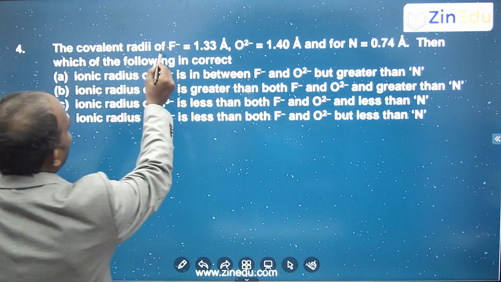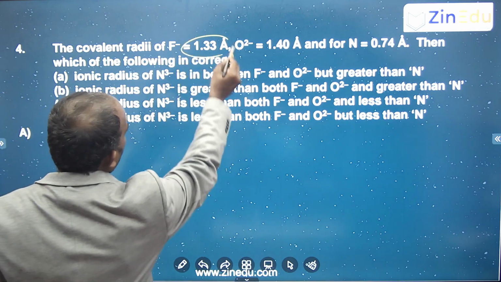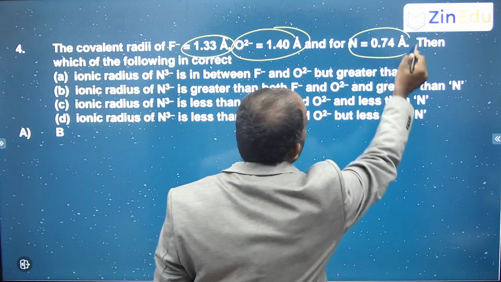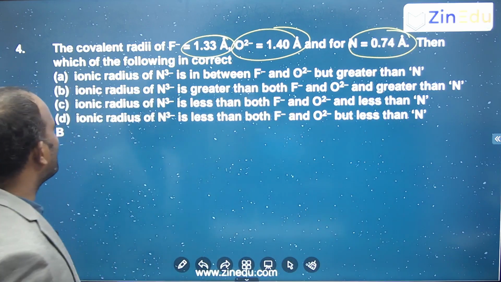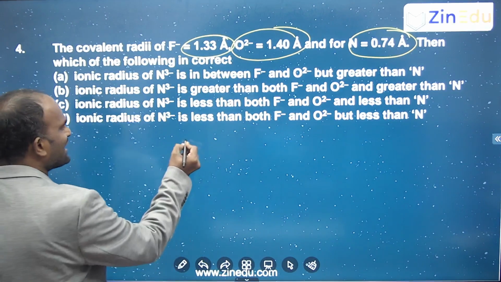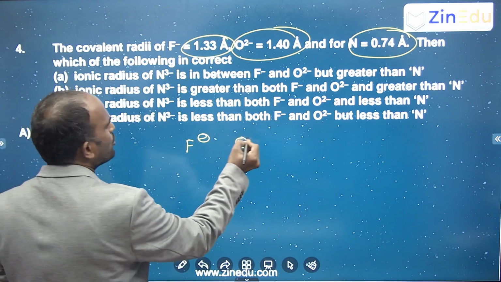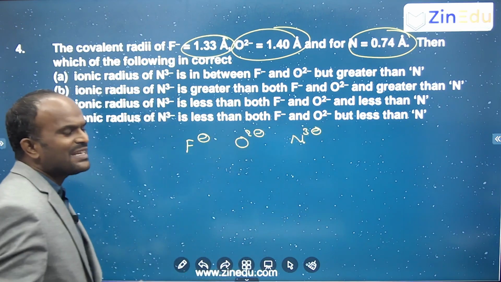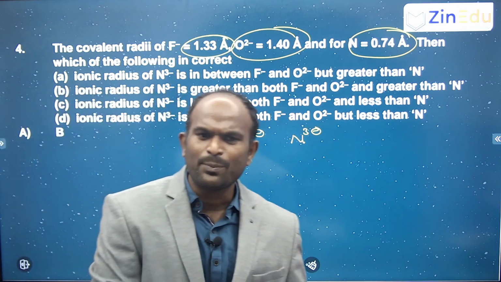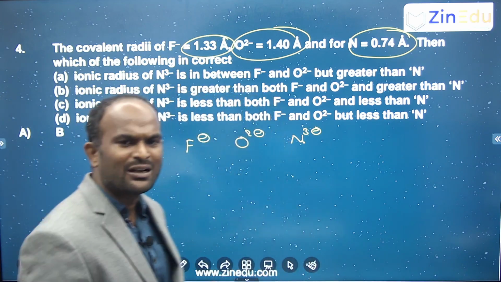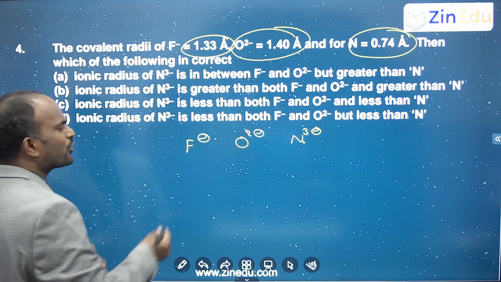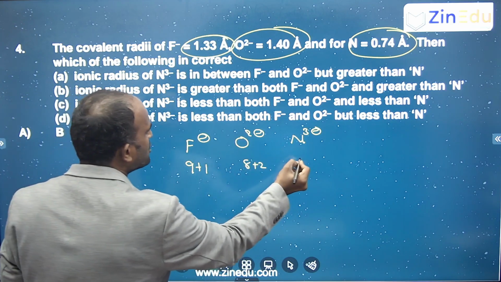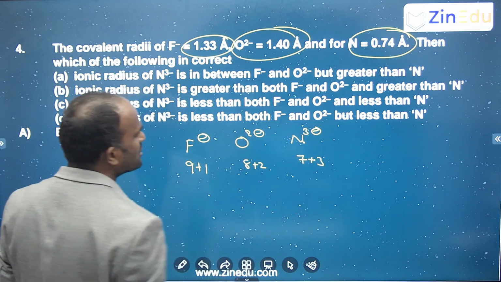The covalent radii of F minus 1.33, O2 minus 1.40, N3 minus 1.71. They are asking about the correct order here: F minus, O2 minus, N3 minus. Even in the first shift we saw a similar question, with Na plus, Mg 2 plus, Al 3 plus. These are also isoelectronic species. 9 plus 1 is 10, 8 plus 2 is equal to 10, 7 plus 3 is equal to 10.